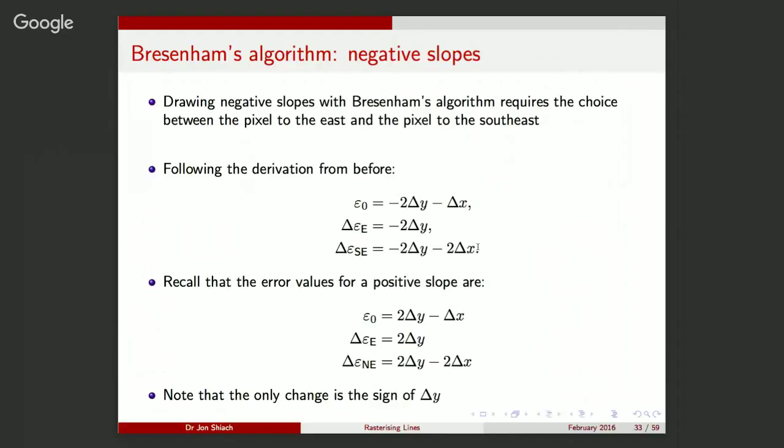Now, if we compare them to these, which are the errors for going uphill, while those are the errors for going downhill, you notice they're very, very similar. The only change is there's a negative in front of the 2 delta y. So all we have to do is change the sign of delta y, which makes sense, because rather than delta y being positive, it's then negative.